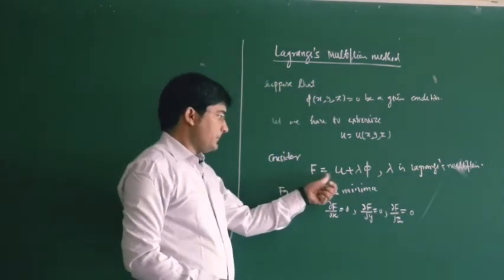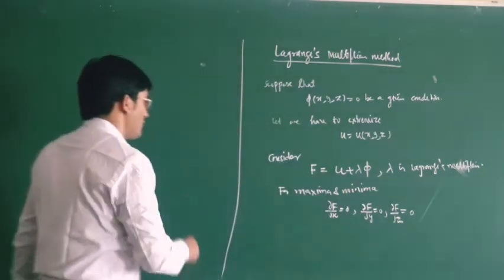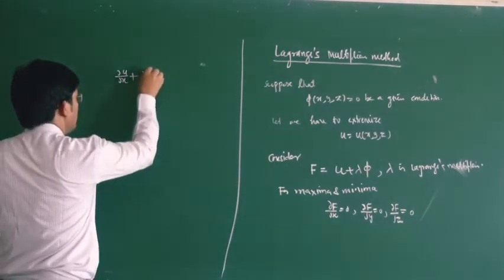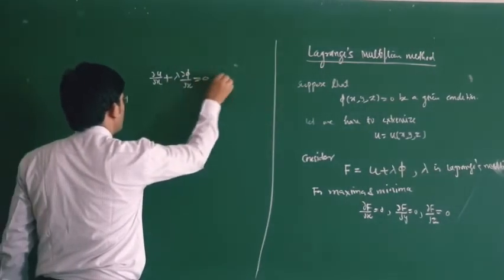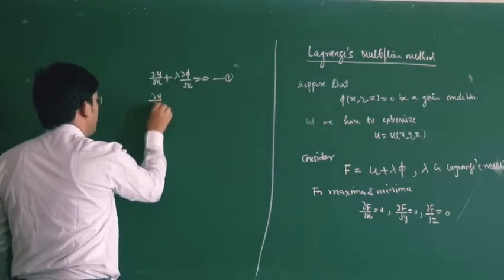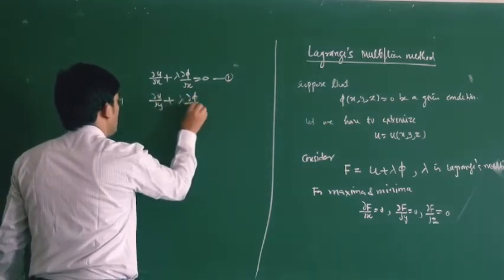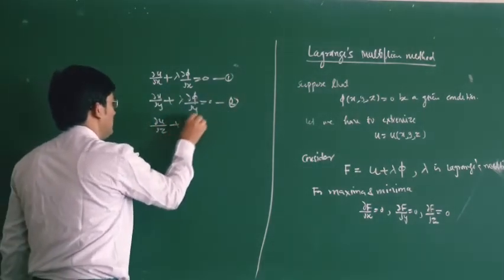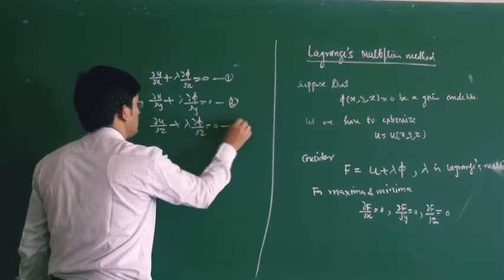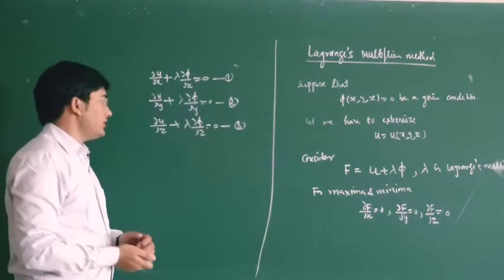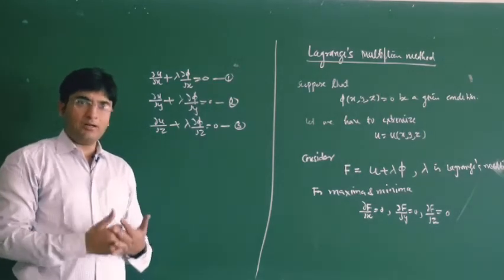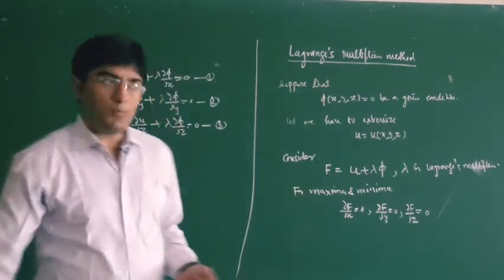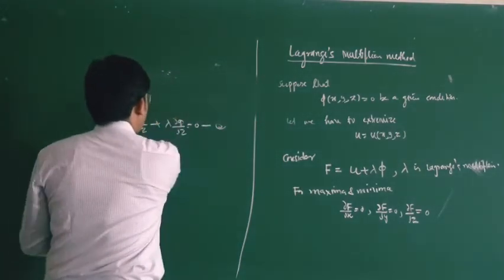Now let us differentiate this function with respect to x. So we will have del u upon del x plus lambda times del phi upon del x equal to 0. So this is equation number 1. Then we will have del u upon del y plus lambda times del phi upon del y equal to 0, equation number 2. And then del u upon del z plus lambda times del phi upon del z equal to 0, equation number 3. Now with the help of these three conditions, we will try to find out our lambda and the values of the variables x, y and z.